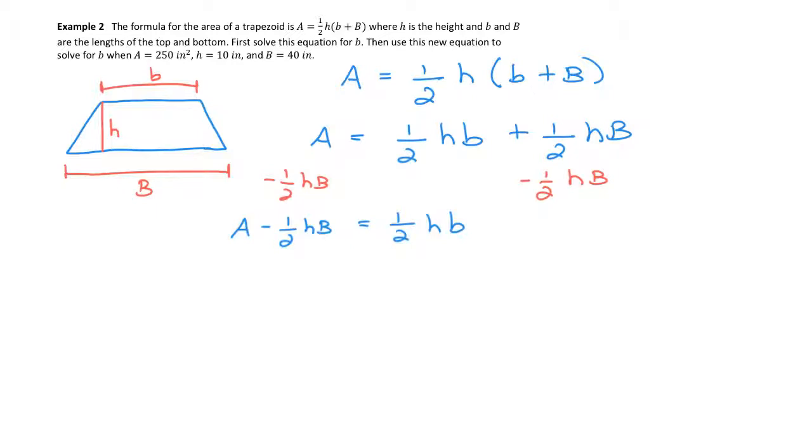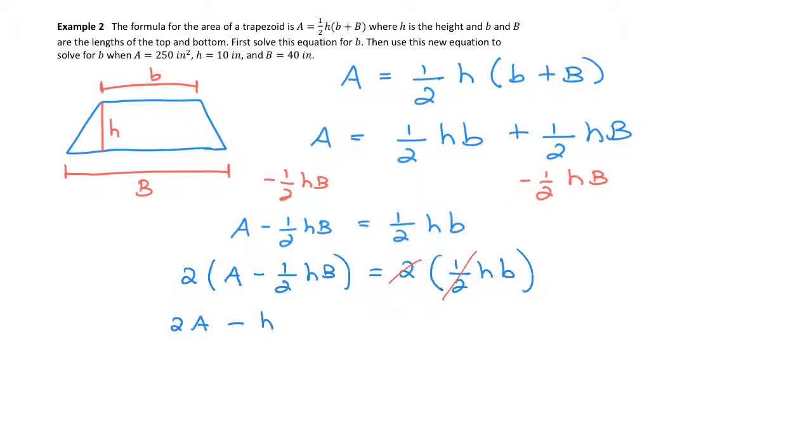So if I multiply both sides by 2, I get 2 times a minus 1/2 hb is equal to 2 times 1/2 h lowercase b. And like I said, on the right side, this 2 and 1/2, when multiplied, cancel to 1. I'll distribute the 2 on the left, and we get 2a, and then the 2 and the 1/2 cancel, giving me hb. And this is equal to h lowercase b.